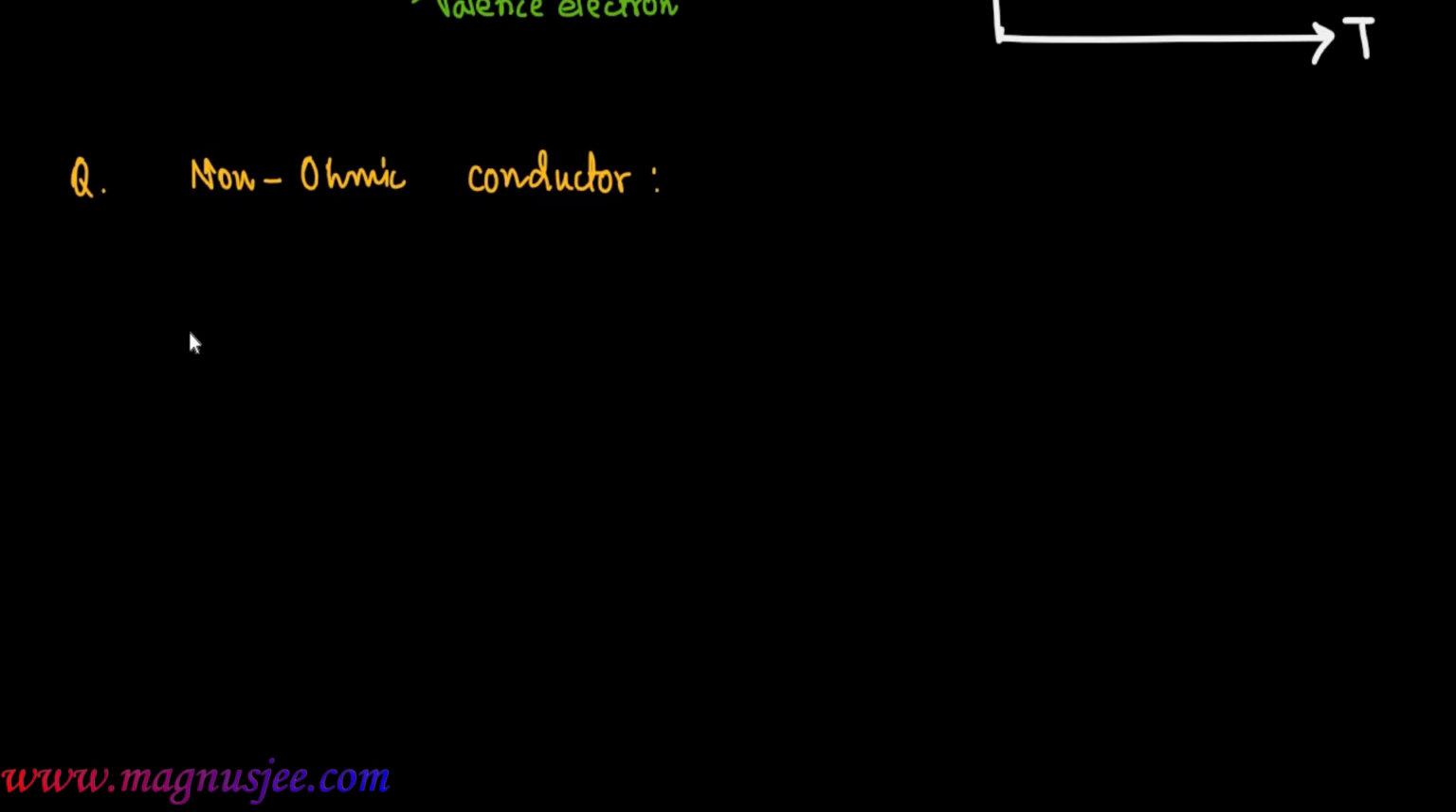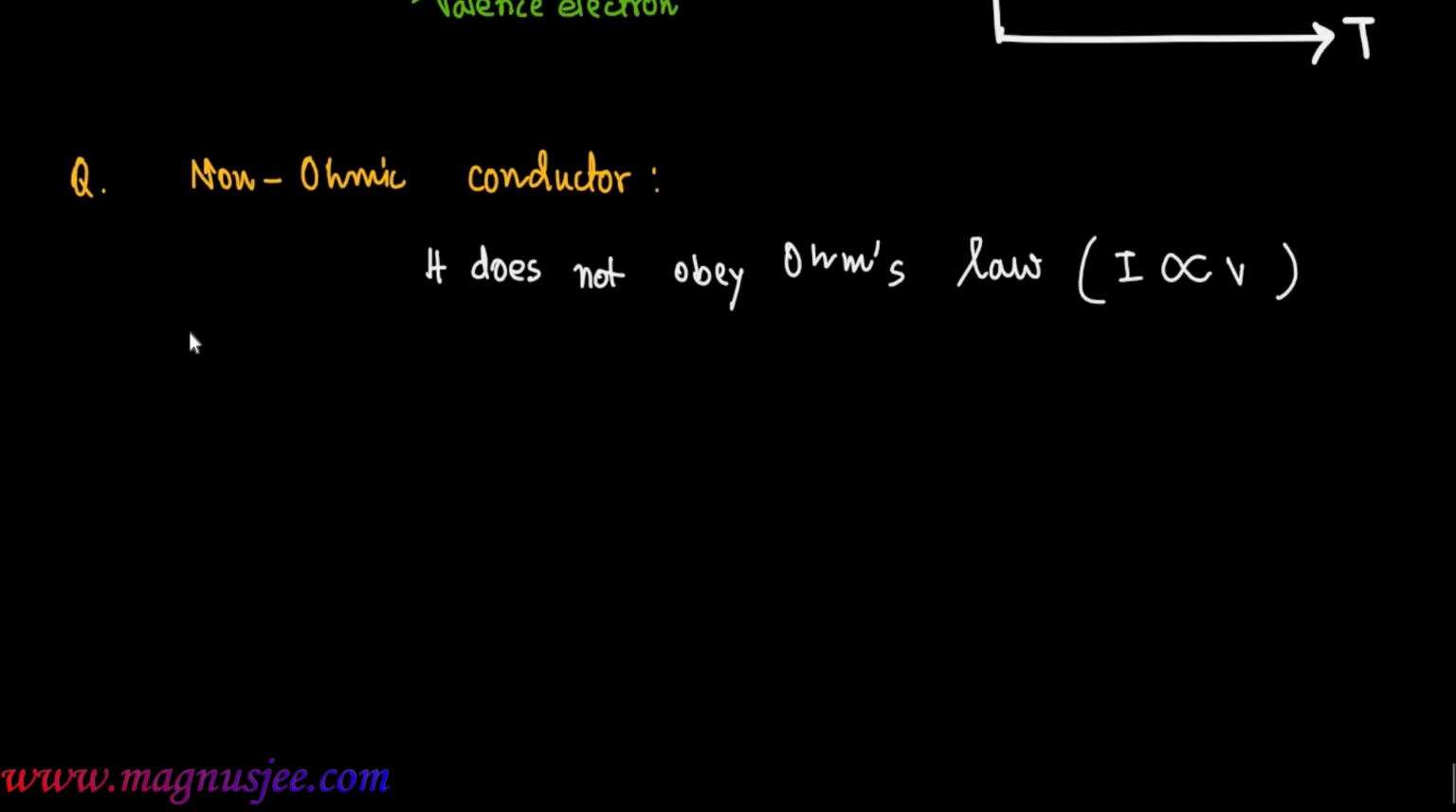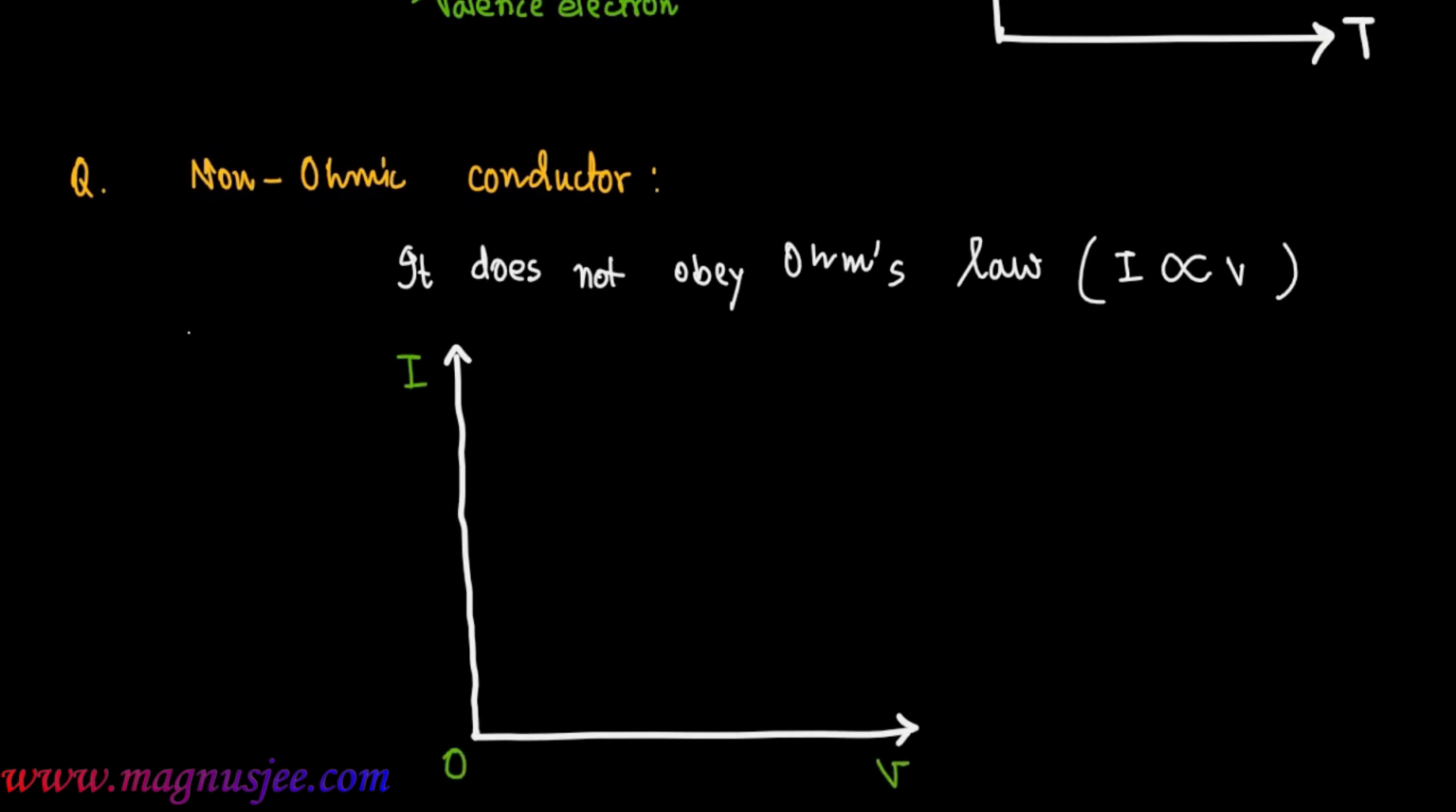Now we have to know what a non-ohmic conductor is. A non-ohmic conductor does not obey Ohm's law. That means for a non-ohmic conductor, I is not proportional to V. What is Ohm's law? Current I is directly proportional to potential difference. If we plot the I versus V graph, then as V is increased, current I increases following this type of curve, which is applicable for a non-ohmic conductor.